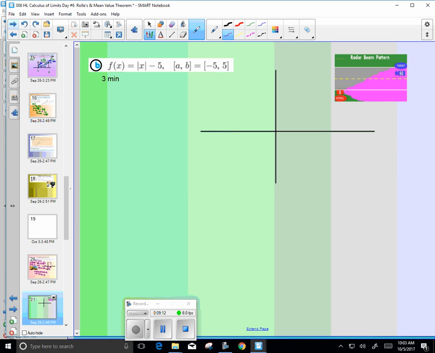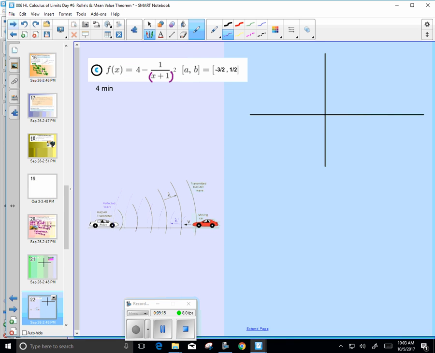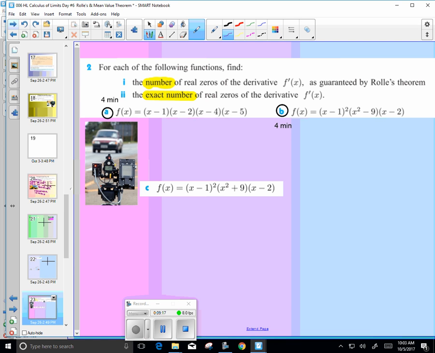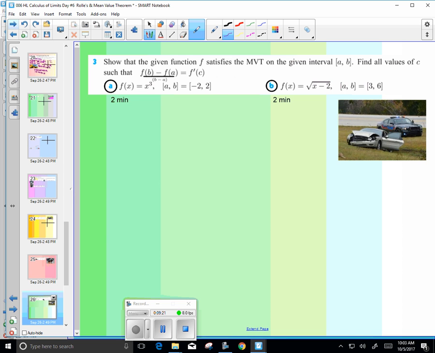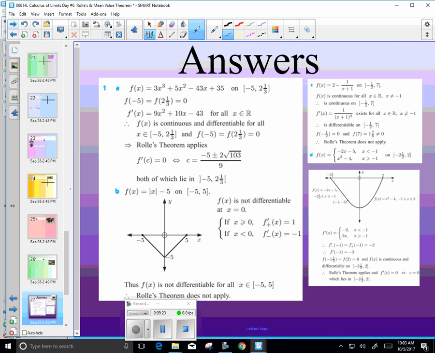And then you're going to, for tomorrow, do B, C, and this number 2. And I think that should wrap it up. Where are those? Yep, and all the answers.